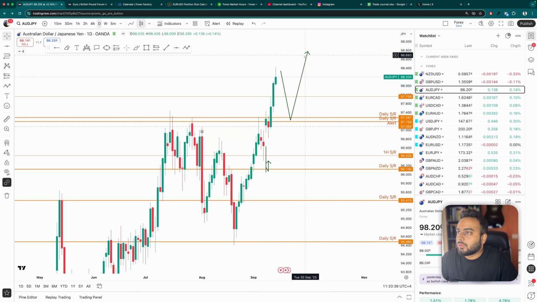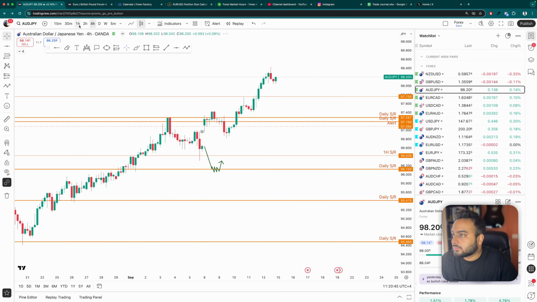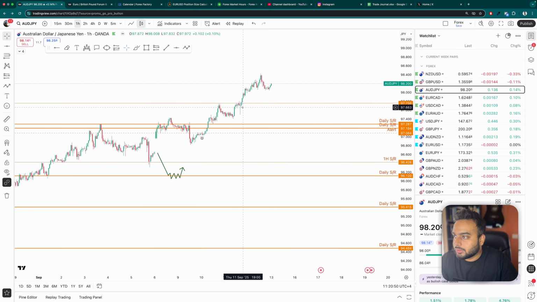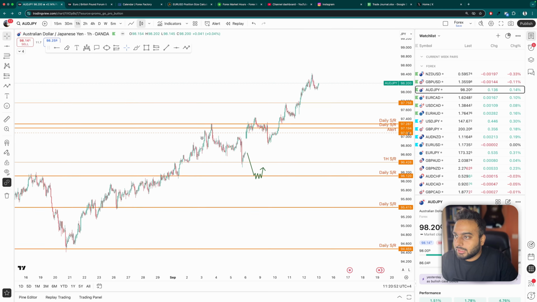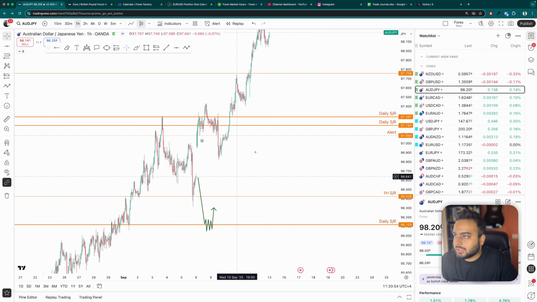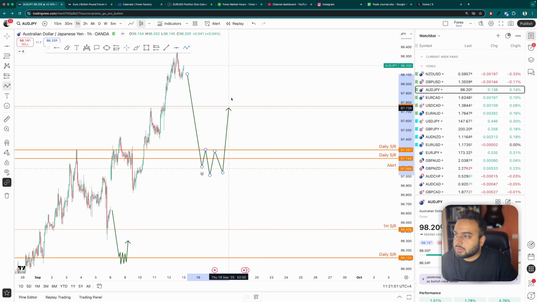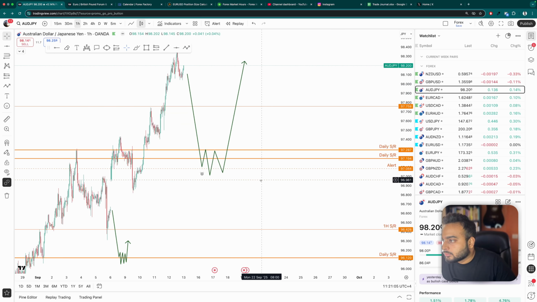Let's see. All we want is, okay, I'll delete this. All we want for price action to do is come here, retest these levels, test this area, and then move up.